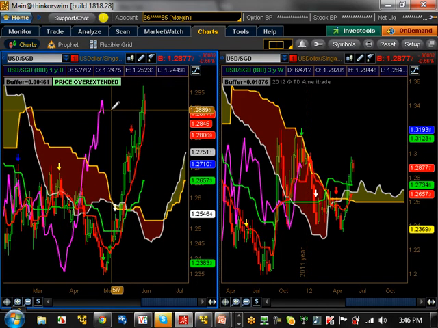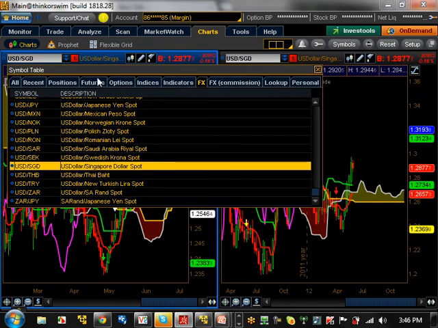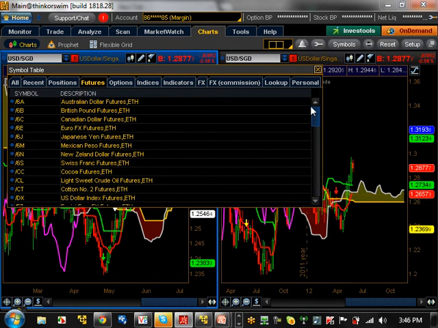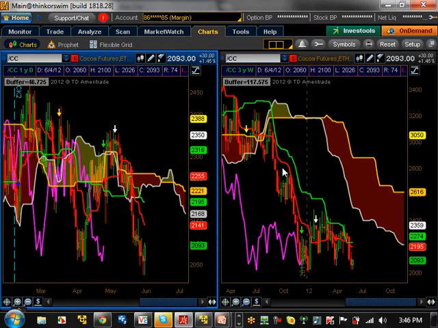Remember, on the left-hand side is the daily time frame. Right-hand side is the weekly time frame. So let's start from the futures in the very beginning and just scroll all the way down. Let's go to cocoa.